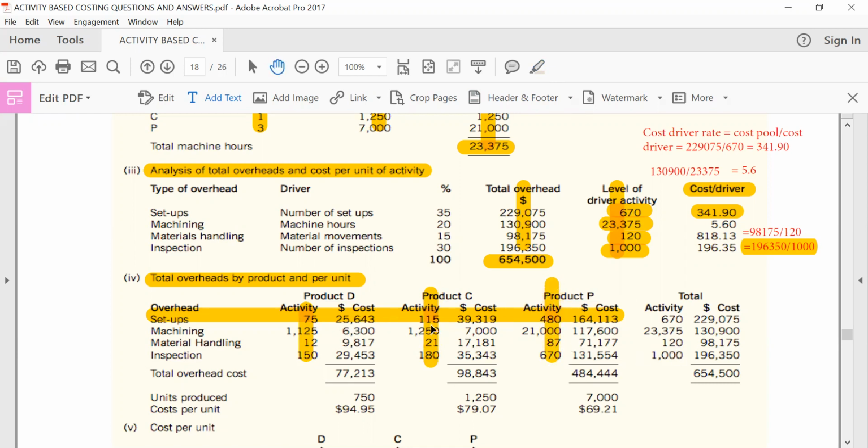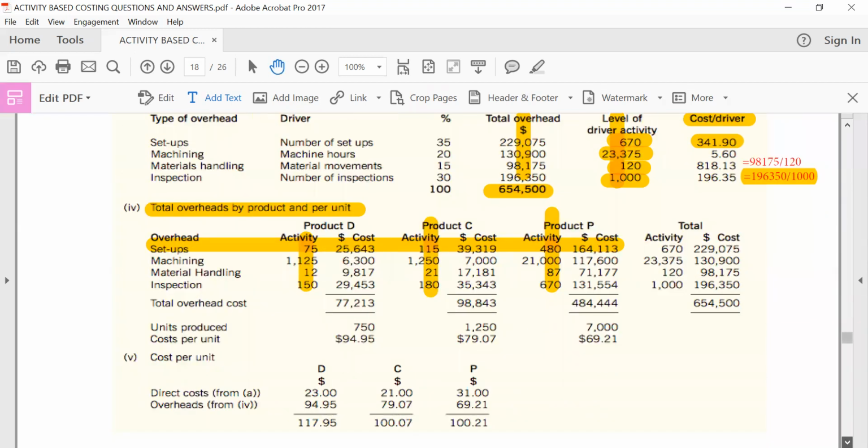So after getting all your figures, all these costs, you add all of them. Under setup, you add all the lines on the setup. It is 25,643, 39,319, 164,113, and that ends it. They are just three elements. So 25,643, 39,319, and 164,113 will give us this total. That is how we go by that. But we need it to be per unit.